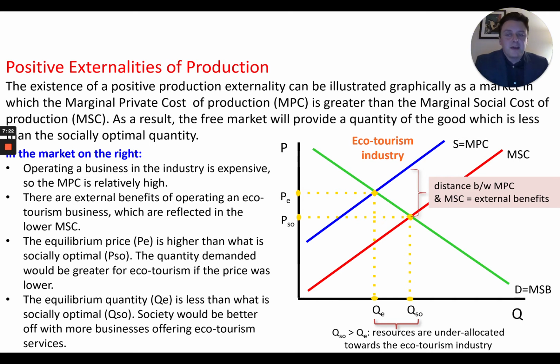The quantity demanded would be greater for ecotourism if the price was lower, and the equilibrium quantity QE is less than what the socially optimal quantity is, the QSO. So society would be much better off in general by offering more ecotourism services.